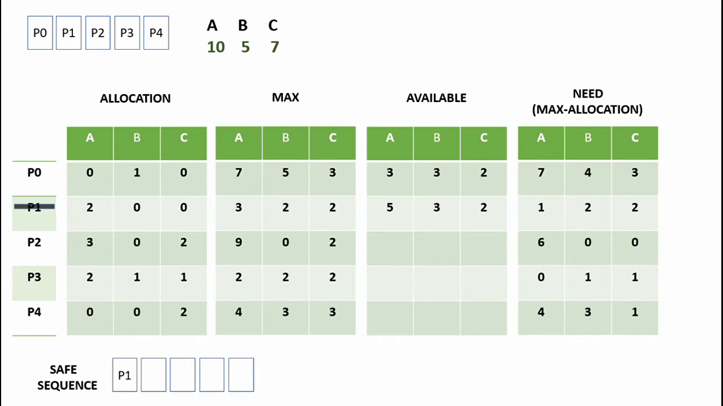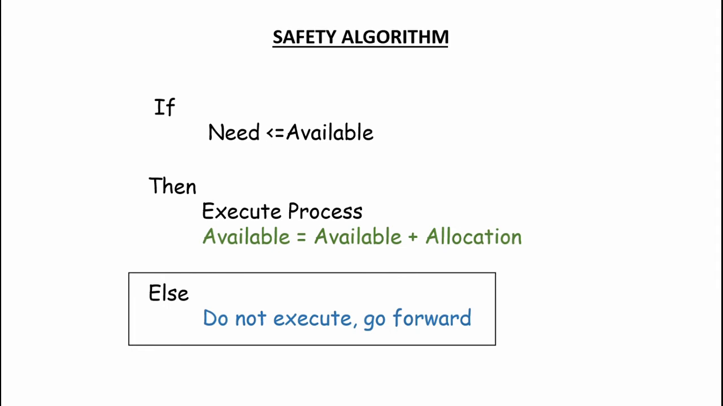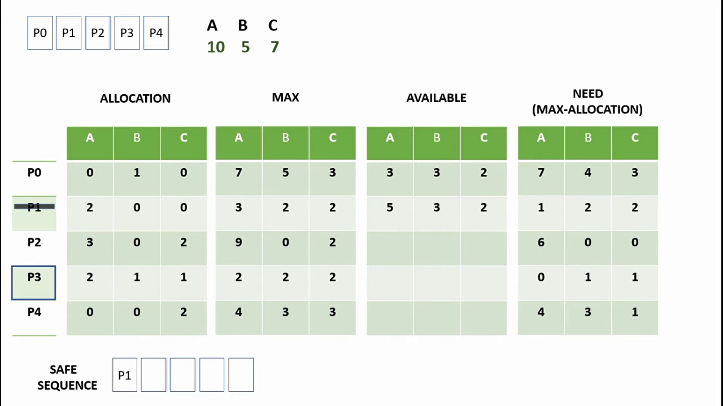Okay, so now let's move to process P2. For resource A we need 6 instances and available are 5, and for resource B we need 0 instances, available are 3, and for resource C we need 0 instances, available are 2. In this case also we cannot satisfy all the conditions of the if condition, because need is greater than available in resource A, so we do not execute it and go forward. Okay, so let's move on to process P3.